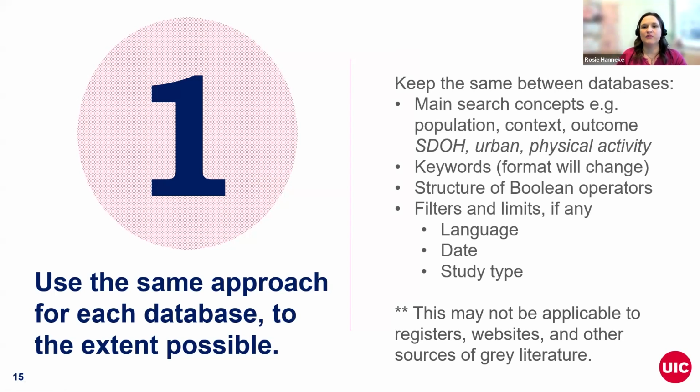You're going to keep the main search concepts the same. You're not going to be adding on, changing, or removing a concept. In our case, that would be social determinants of health, urban and physical activity. You're going to keep all of your keywords the same. What's going to change is that TIAB code in brackets that we saw after each keyword in PubMed. That is going to look different for each database, and Amelia is going to talk about that more later.